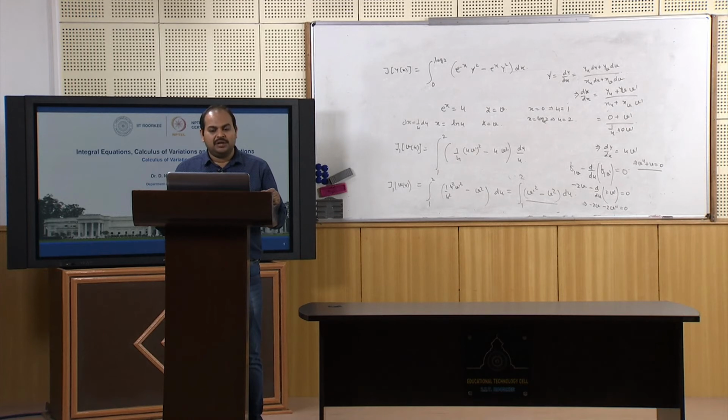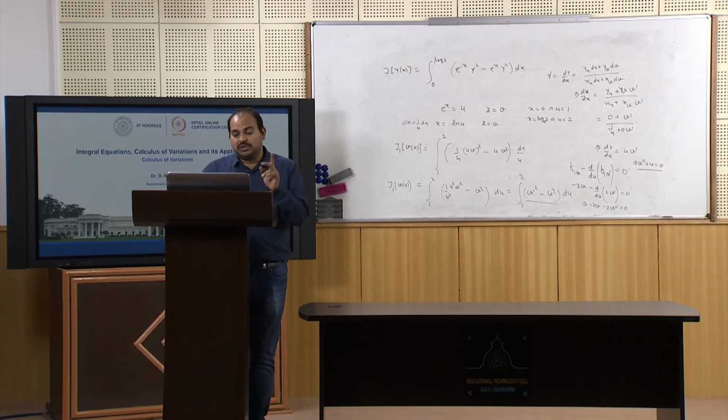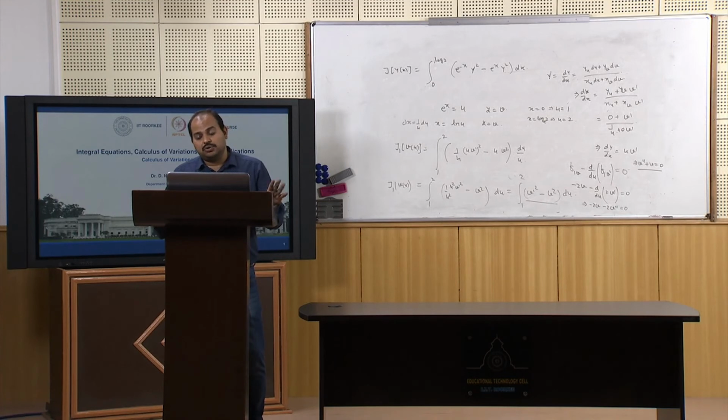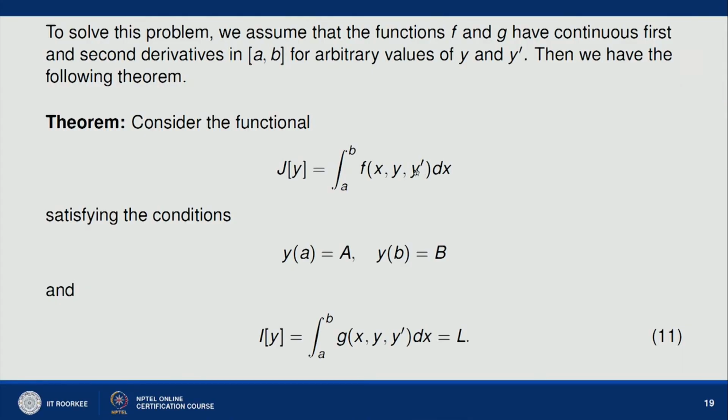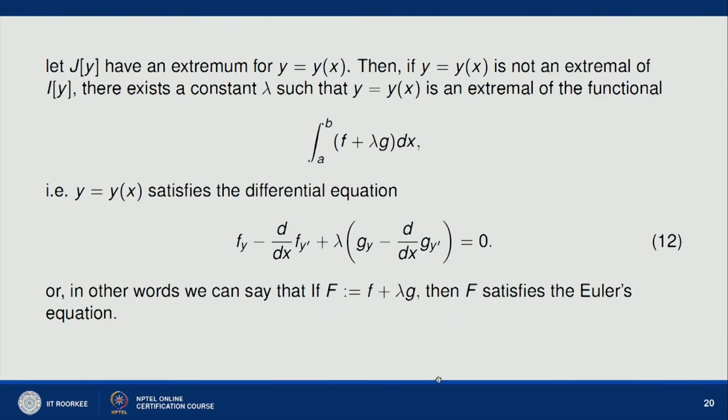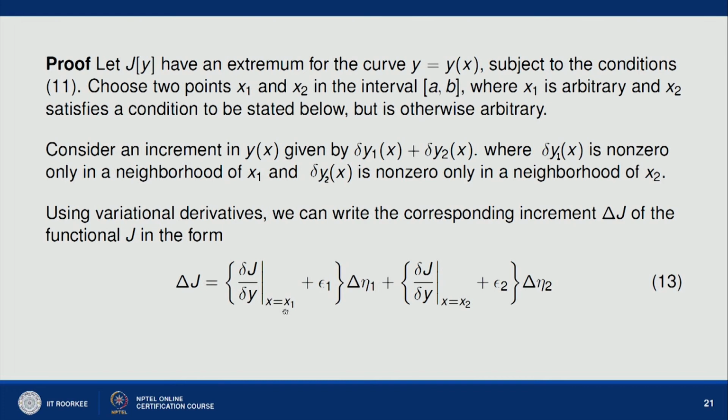So if we take in place of y some other curve, say y1, it may happen that I of y will also change. We have to keep this in mind: we can consider only those perturbations of y, meaning deviations from y, such that this remains constant. So let us consider an increment in y of x given by delta y1 of x plus delta y2 of x, where delta y1 of x is non-zero only in a neighborhood of x1 and delta y2 of x is non-zero only in a neighborhood of x2.